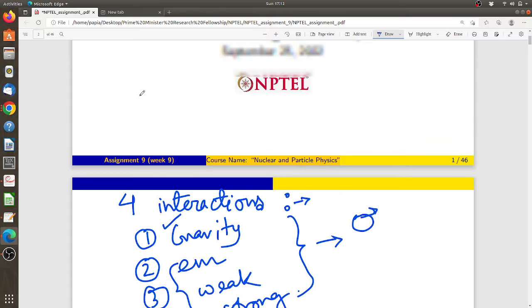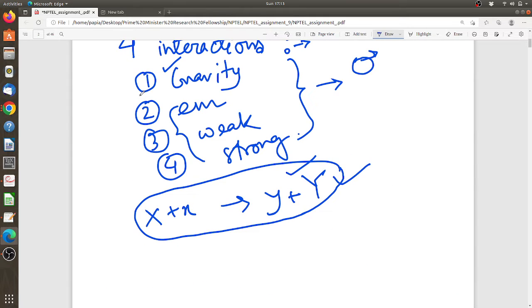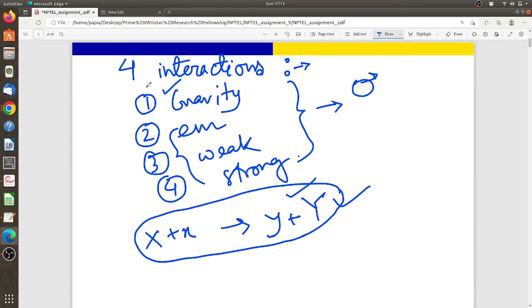I have written a little bit. So can I start this? Okay. In today's class we will talk about some questions and answers about the quark model as well as quantum chromodynamics. In the quark model, I have written something about the four interactions, which we all know are present in our nature.